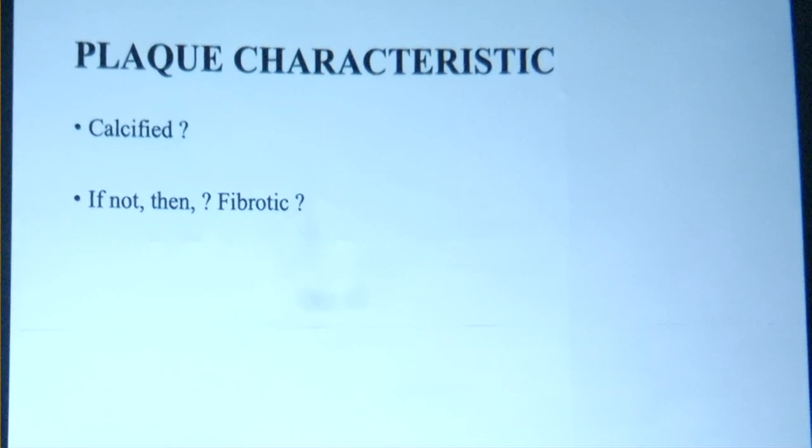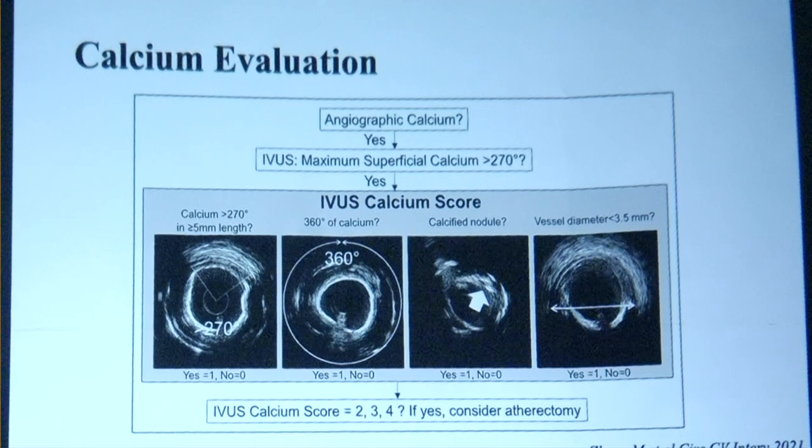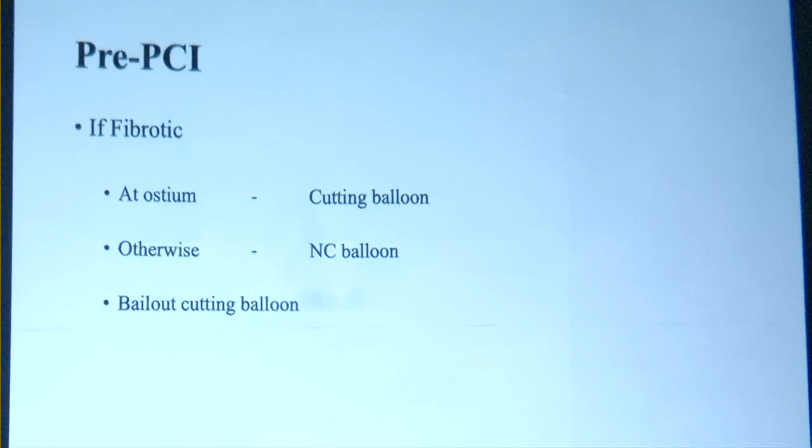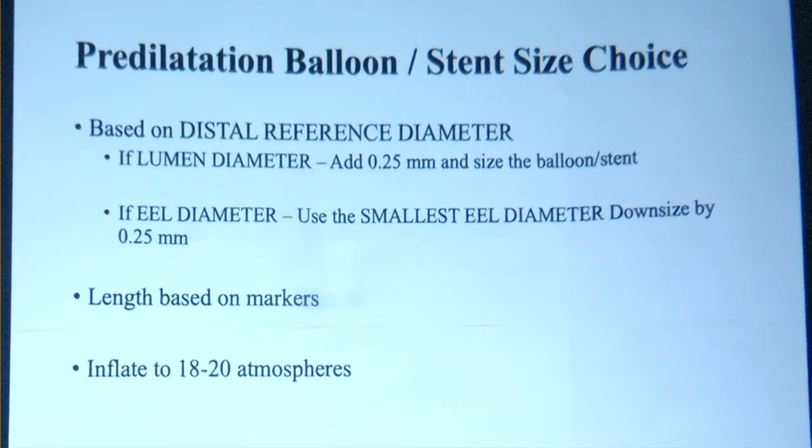If it's calcified, you need to worry about it. Use the calcium score, and modify the plaque using this calcium score if it is 2 or more. And if it is not, then you can go with your balloons, either compliant or non-compliant. I like to use non-compliant balloons nowadays more than ever. If the fibrotic plaque, non-calcified plaque, is at an ostium, we frequently use a scoring balloon, and then we use NC balloons otherwise.